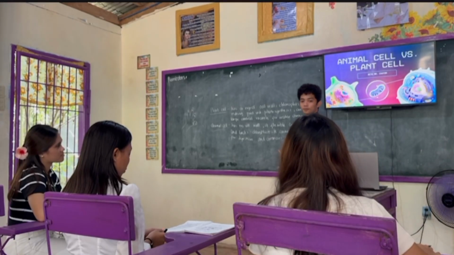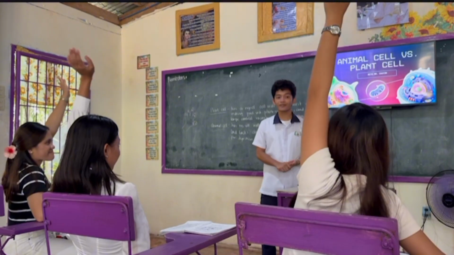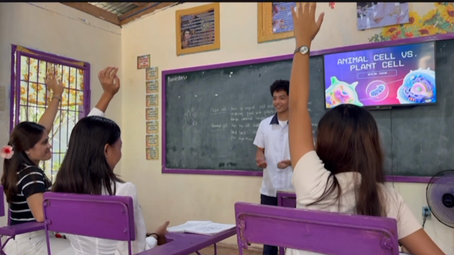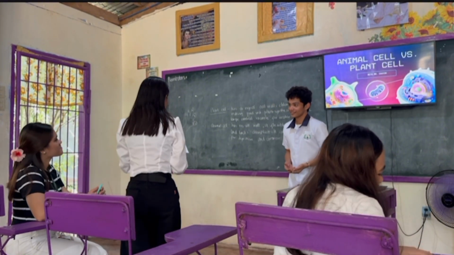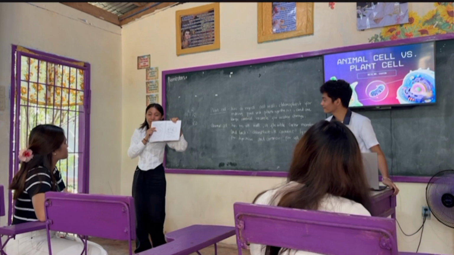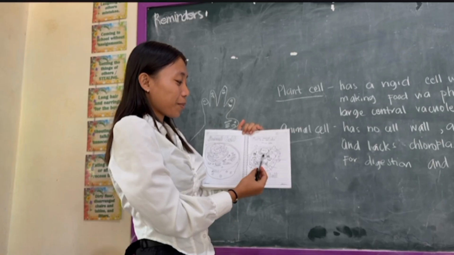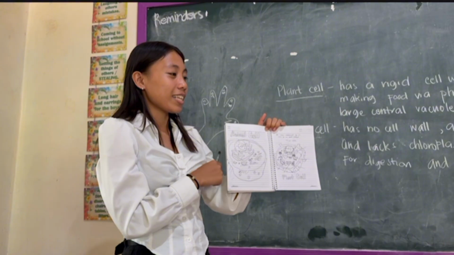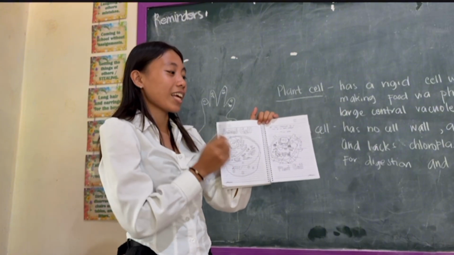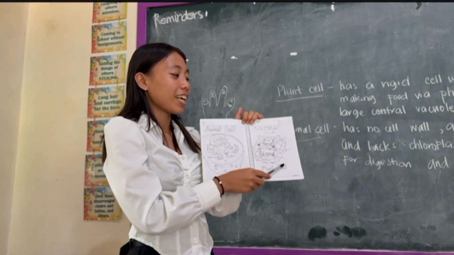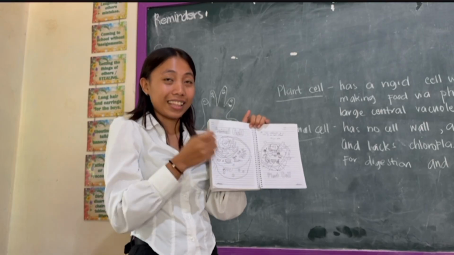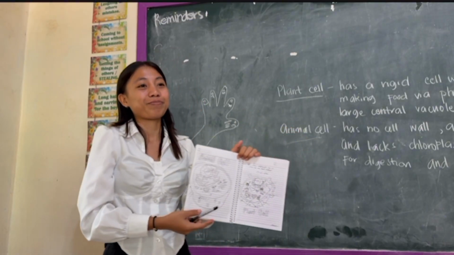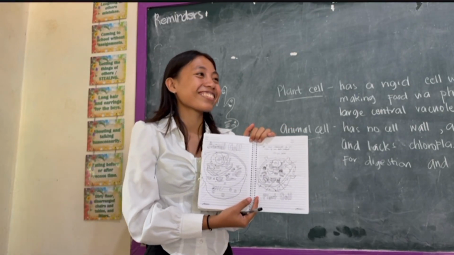Anybody who can volunteer to present their output? Yes, Miss Hannah. So, this is my output. This is a representation of a plant cell and it has different organelles. And also, this is an animal cell and it also has organelles. But the difference is that the plant cell has a cell wall, but the animal cell doesn't have. Very good.